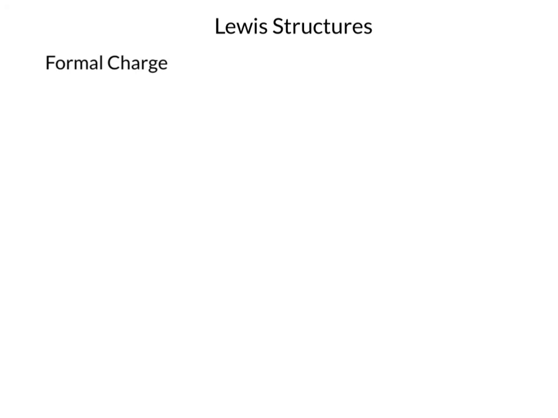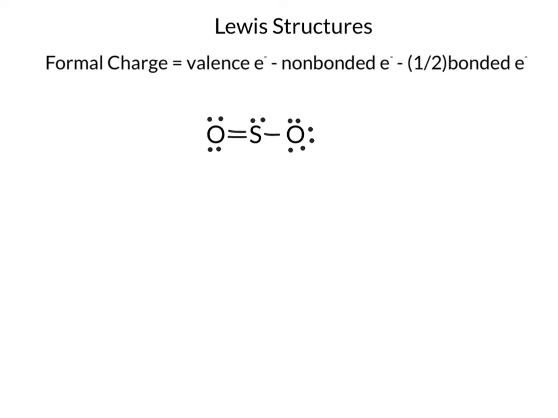The way we calculate formal charge is to start by taking the total number of valence electrons that the atom has in its neutral state when it's not bonded. Then from that, we subtract the number of non-bonded electrons in the molecule for that atom. Then we subtract half the number of the bonded electrons attached to that atom. Let's use sulfur dioxide as an example. From previously, the Lewis structure for sulfur dioxide is this. Let's start by figuring out the formal charge of this oxygen.